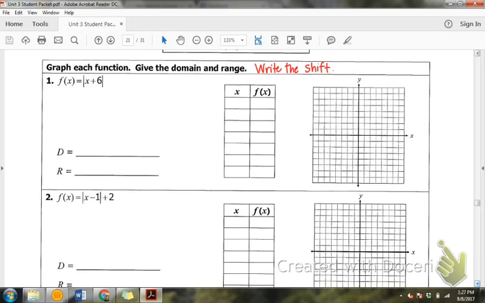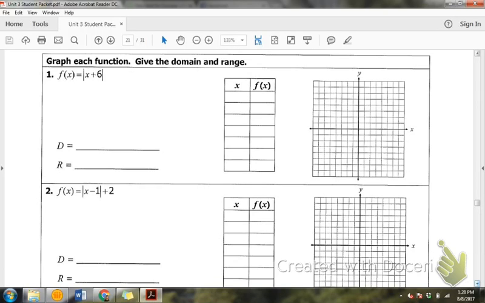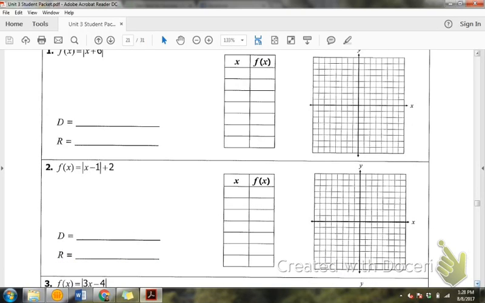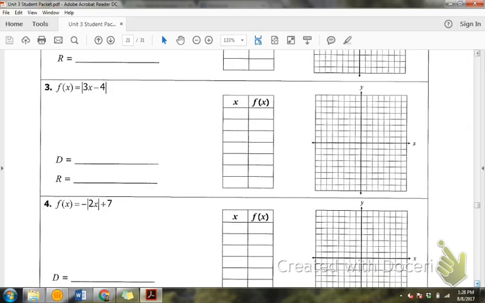Okay? On number 3, instead of the 3 being inside the brackets, I want you to take the 3 and put it outside the absolute value, out in front. So on number 3, scribble that 3 out on the inside and put it on the outside, acting as the slope. Same thing with number 4. Take the 2 out, and that will be a -2 in front then. Okay? Any questions about that?